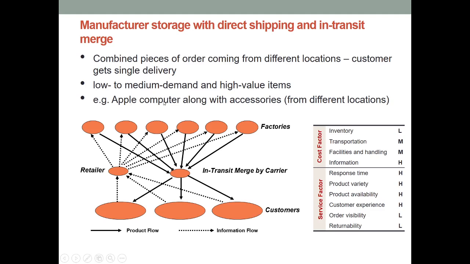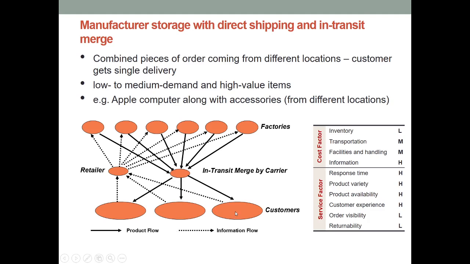For example, Apple. For an Apple computer, the manufacturer of the PC is in China, and the customer also orders accessories from India, from Korea, from Malaysia, and so on, right? So they will send all the accessories and the PC here in transit, and once the items ordered by the customer have merged, they will send a single delivery to the customer.